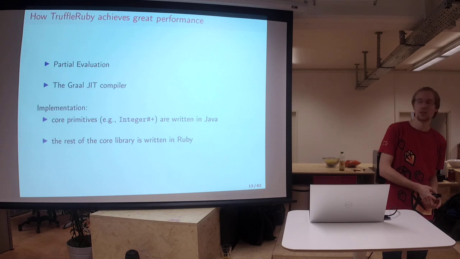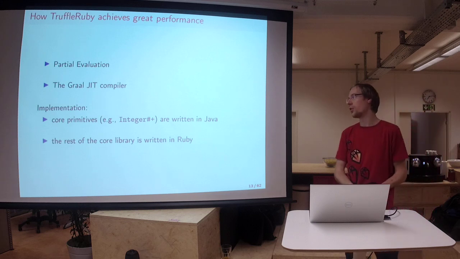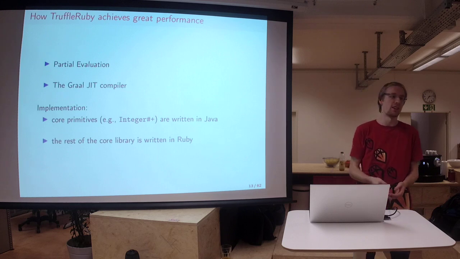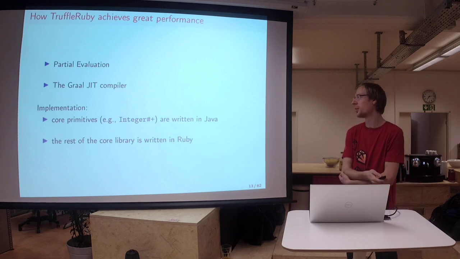But the core library is written in Ruby itself. So this is like Rubinius. A lot of the core library is defined in Ruby itself, and then just what we need that we cannot express in Ruby code, like addition, then of course we need to use Java.